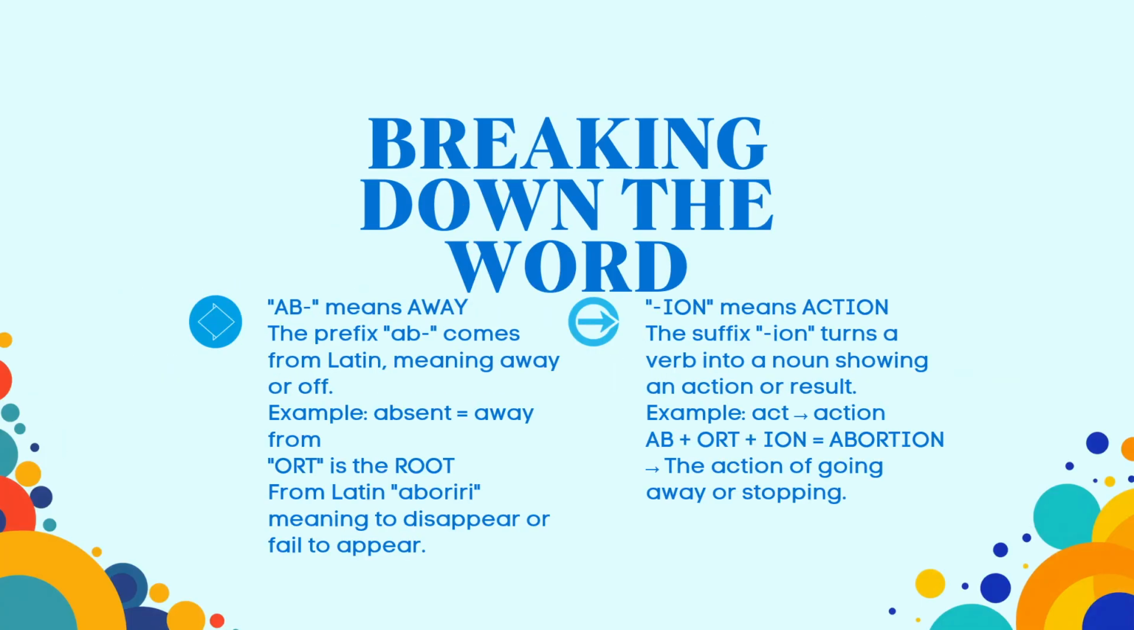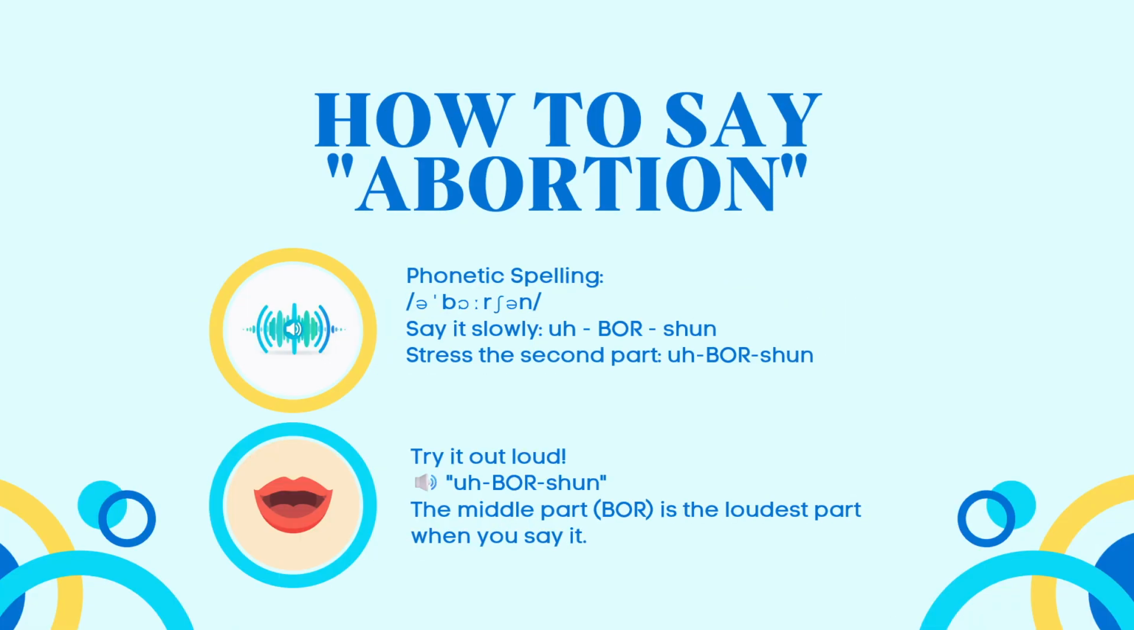Let's break the word into parts. Ab means away or from. Ord comes from a Latin word meaning to rise or begin. Ion makes it a noun. Together, they mean stopping something that began. How do we say this word? Listen carefully. Abortion. Say it slowly, abortion. The stress is on the middle part, bor. Practice saying it, abortion. Good job.